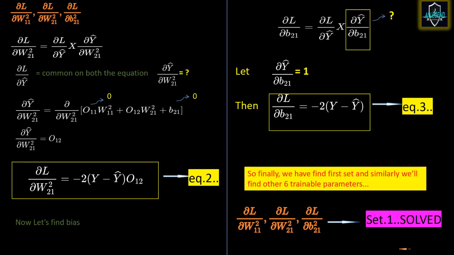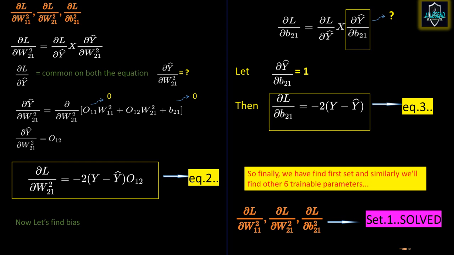If you understand here, then it is very simple. L depends upon y hat, and y hat depends upon 5 things. W2 to 1. Then again write the chain rule and find del L over del W2 to 1, which is equal to del L over del y hat multiplied by del y hat over del W2 to 1. If you notice, del L over del y hat is common in both equations, and we have the del L over del y hat value, so we need to find out only del y hat over del W2 to 1.